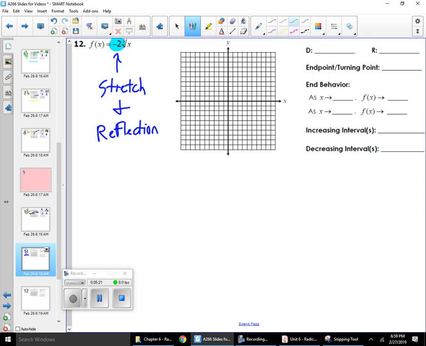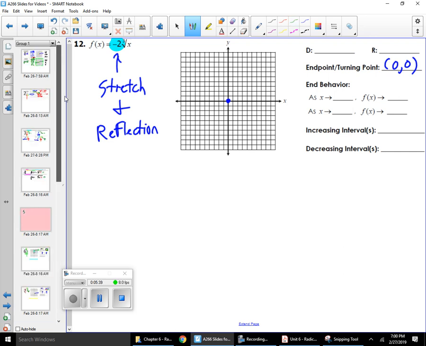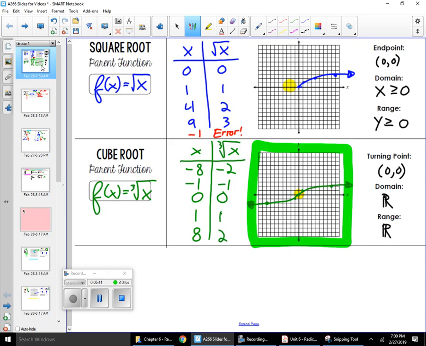So this graph doesn't have an H or a K at all. It's a 0 and a 0 for our H and K. It's going to start right there in the origin. So that's great. Let's go back and actually look at that cube root graph and see the pattern.